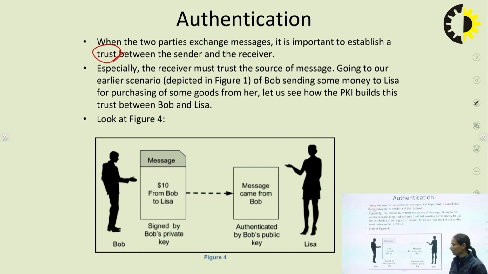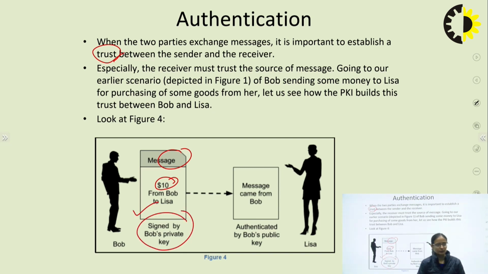Now Bob, when he is sending this message, which says he is transferring this much amount from Bob to Lisa, will sign this message with the private key. What is the meaning of signing here? It is basically encrypting the data, and this encryption is given the term signing. So he converts the message into an encrypted form, and for the conversion he uses the private key. So he is signing with his private key.